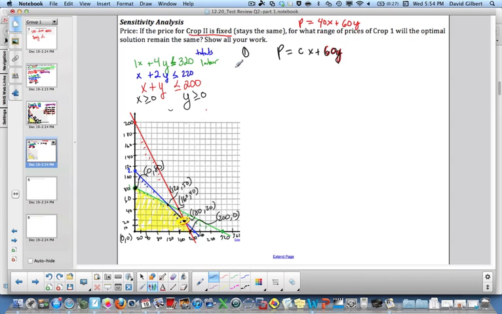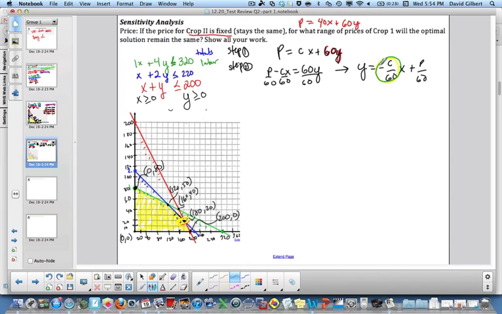Alright, so step 2 was to get the slope of this, so we need to get it in y equals form. So I subtract cx from each side and get P minus cx equals 60y. To get the slope, I divide by 60, and that gives me y equals negative c over 60 x plus P over 60. So my slope is negative c over 60. Sorry, it's not a very good color on the screen.